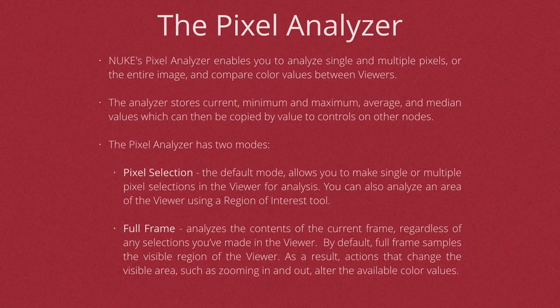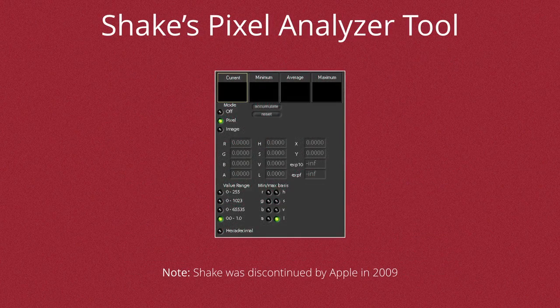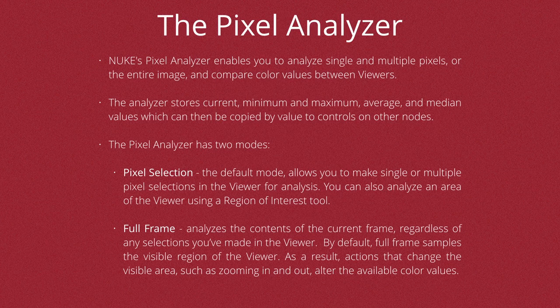So this new tool enables you to analyze single or multiple pixels or the entire image and compare color values between viewers. It works in a similar way to what you might have seen if you ever use Shake. Now the analyzer stores current, minimum, maximum, average and median values, which can then be copied to the values of other nodes for controls such as color correction and things like that.